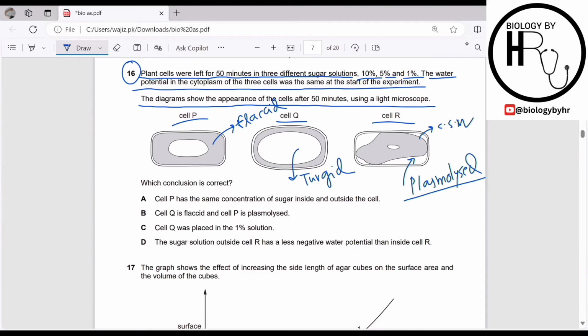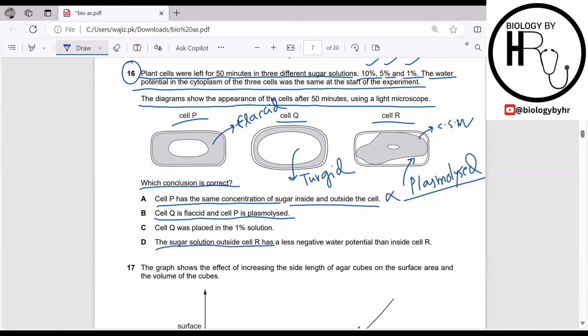Cell P is flaccid. Which conclusion is correct? Cell P has the same concentration of sugars inside and outside the cell. No, this is not the case, as they are saying that 10%, 5%, and 1% sugar solutions are used. Cell Q is flaccid and cell P is plasmolysed. No, cell P is flaccid and cell Q is turgid.